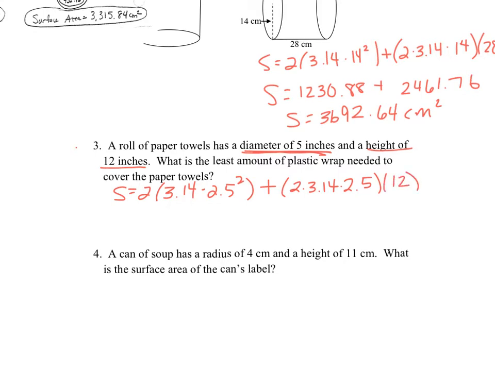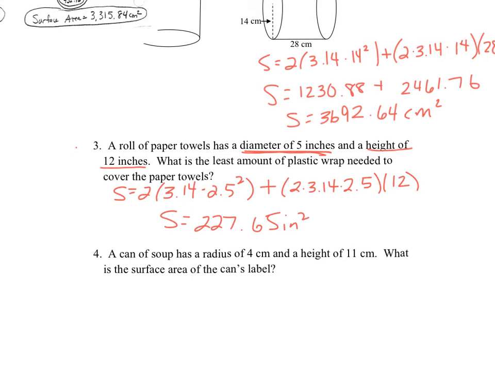So to figure out how much plastic wrap is needed to cover your paper towels, you are just going to find the surface area of that. If you want to pause this and finish it, that's fine. Otherwise, surface area equals 227.65 inches squared. So it would take 227 and 65/100 inches squared to cover the paper towel roll.